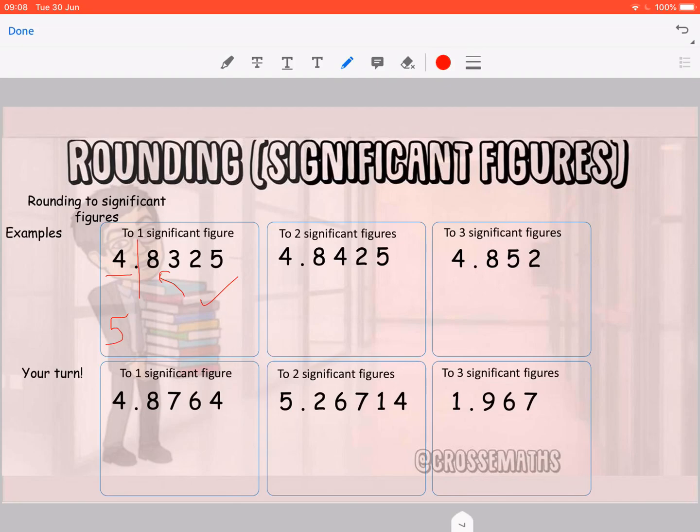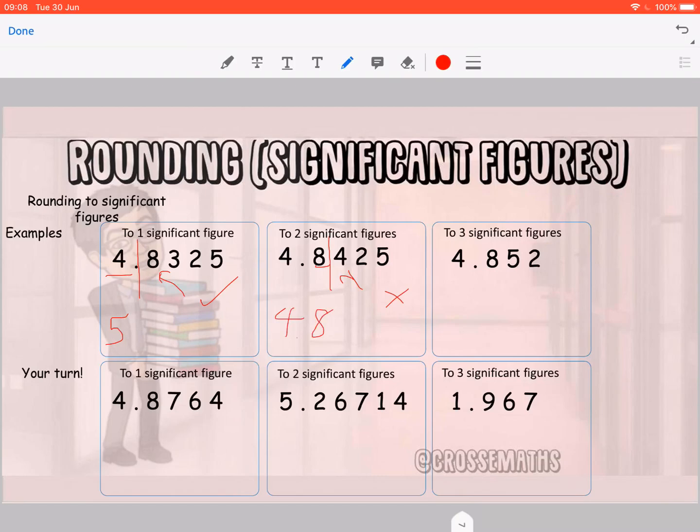Okay, on this one I'm going to start counting from the left hand side of the 4 again. 1, 2 across, because there's 2 significant figures this time. The number I'm rounding is 8. Okay, I have a look to the right hand side. Is that 5 or more? No, it's not. So I'm going to keep the 8 where it is. My answer is going to be 4.8.